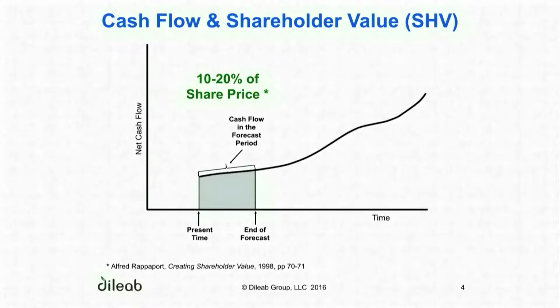Rappaport cites a study that was performed on 30 companies that analyzed their historical cash flows and then showed how they influenced the market value of each firm's shares. The study determined that the present value of cash flow during a 5-year period from present time would only account for about 10 to 20% of each firm's share price. The remainder of the current share price was due to the present value of cash flow that occurred 5 years in the future and beyond.